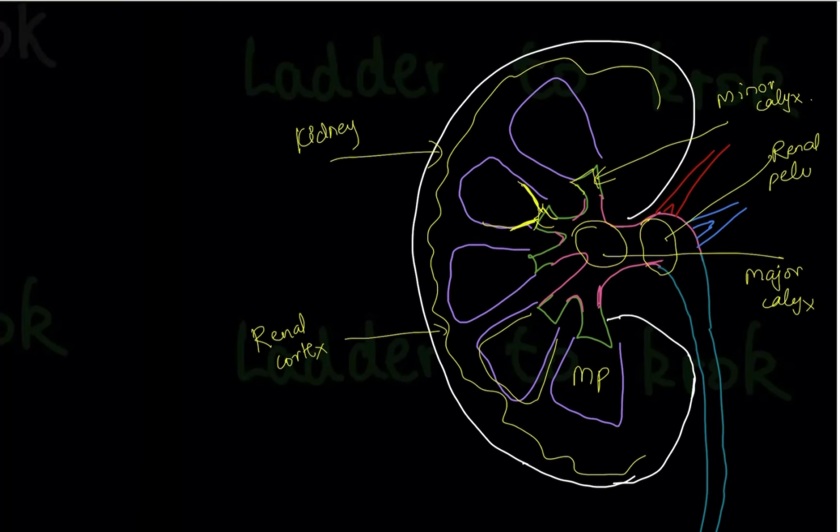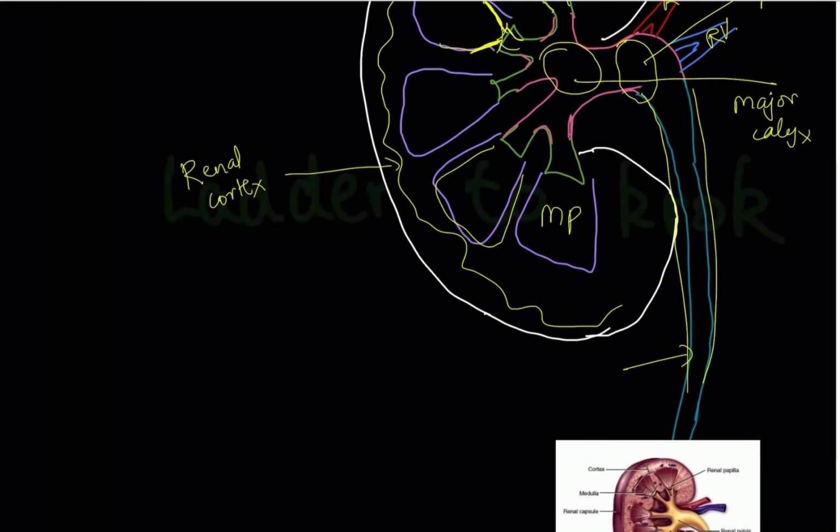Renal pelvis. This major calyx opens into the renal pelvis. Near that you have the hilum, where you see this red color, which is the renal artery, and the blue color, the renal vein, enters. And you can also see this renal pelvis is in continuation with the ureter. So what is it? It is the ureter. It will go to the urinary bladder.